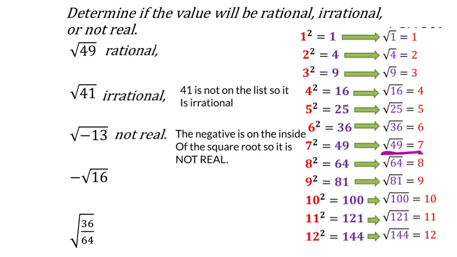This next one, the negative square root of 16, the negative is on the outside, that's okay. And in addition to that, the 16 is on the list. We can find that right here. So this one simply is rational.